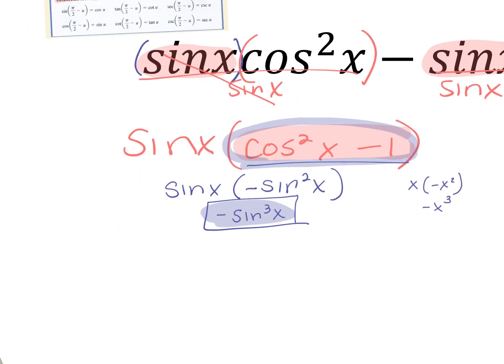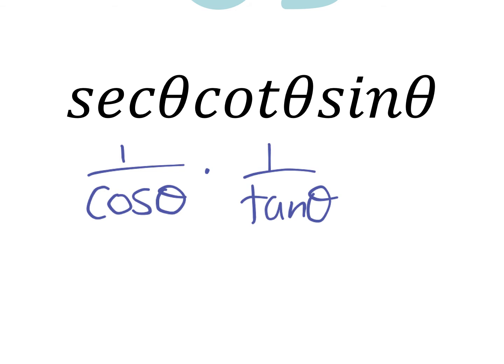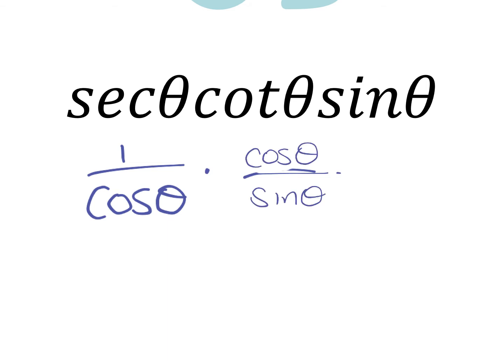The reason this time I would pick cosine over sine is because there's no other tangent in this expression. If there was a tangent in this expression, I would use tangent. But because this is already becoming a product of cosines and sines, I'm going to use cosine over sine times sine of theta. Now I can put sine of theta over 1 so that these are all in fraction form if that makes it easier.